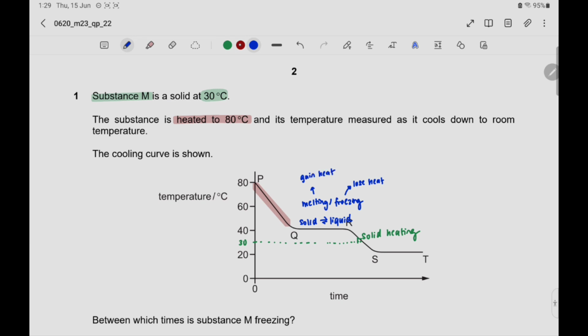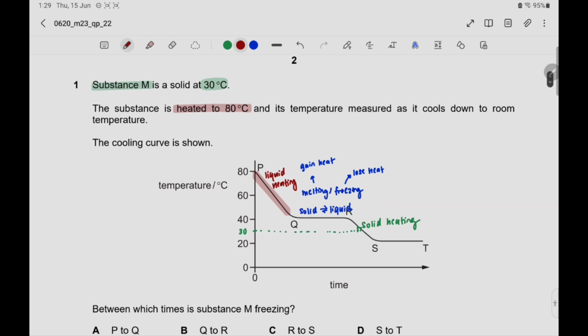For this part, since they should be a liquid heating, if you see here, they are at 80. Don't get worried, it doesn't just stop here. If they have a higher boiling point, they should be able to go further up. It's because of this graph, because they only heat to 80 Celsius. Then they are cooled down to room temperature.